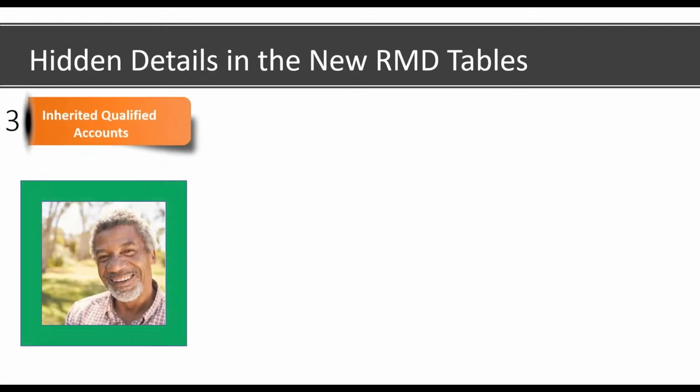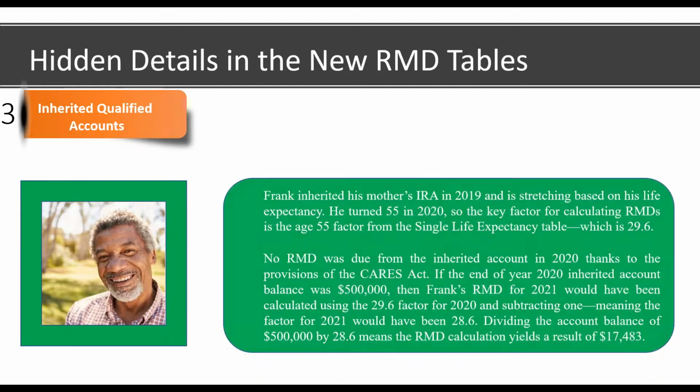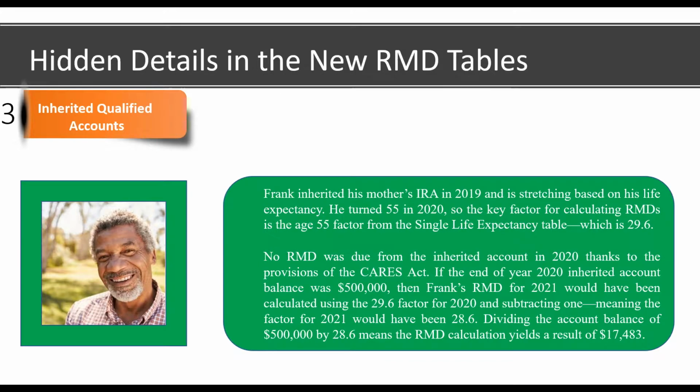Let's talk about inherited qualified accounts, because this change is a little bit more nuanced and a little bit more subtle. Let's talk about Frank. Frank inherited his mother's IRA in 2019. And why is that important that he inherited in 2019? It's because he's pre-Secure Act and he still had the ability to stretch based on his life expectancy. So let's assume that that's what he did.